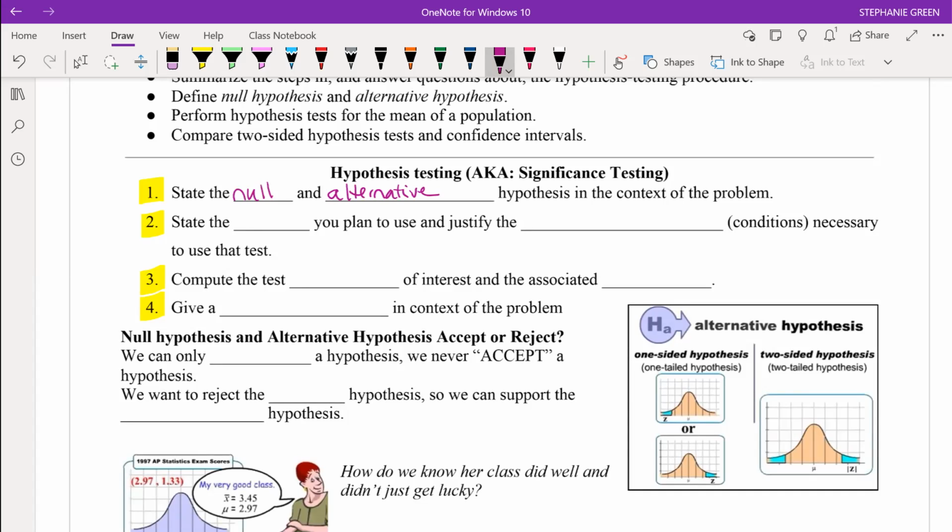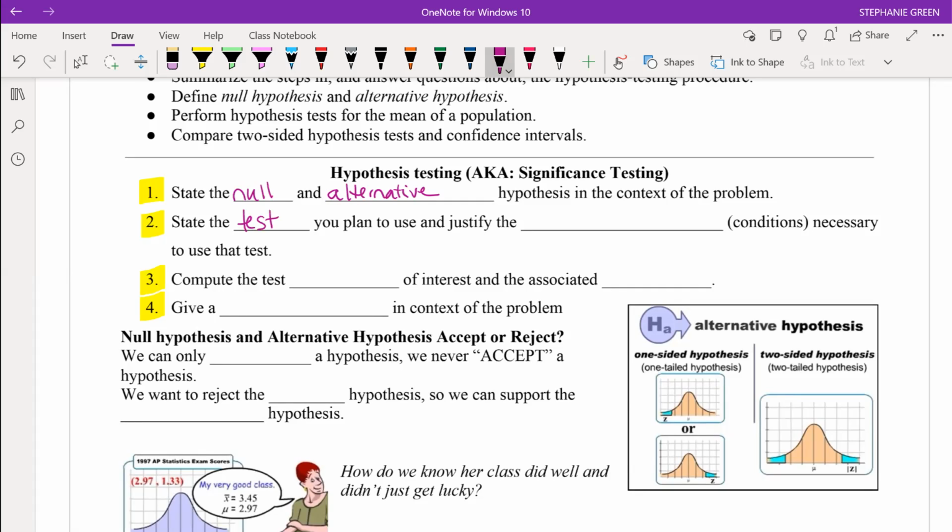Whenever we talk about any numbers, even if we give the correct symbols, we have to describe what it means in context. Like if you were talking to somebody who knew nothing about what mu stands for, describe to them what is actually occurring. All right, once we have those two hypotheses written down and we've described what it means, we're then going to state the type of hypothesis test that we're going to perform.